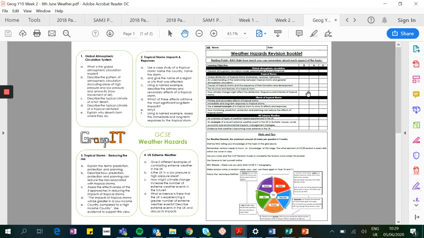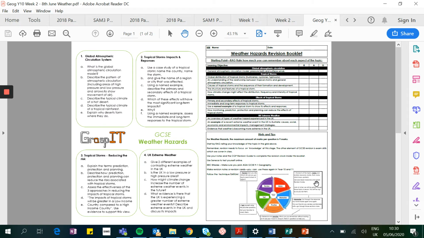So start by RAG rating your knowledge up here. Remember, revision needs to focus on knowledge at this stage. The other element of GCSE revision is exam skills, and we cover exam skills in class. So this bit is all about knowledge. So use your notes, use your CGP revision guide, use the revision clock, which is on the next page of this, use Seneca, use GCSE Bitesize on the BBC website, make your own revision notes or revision cards.